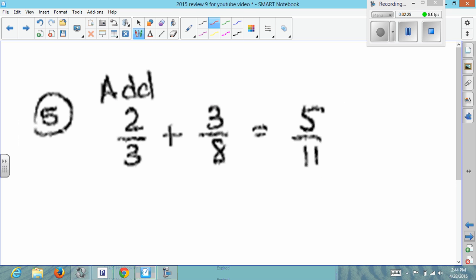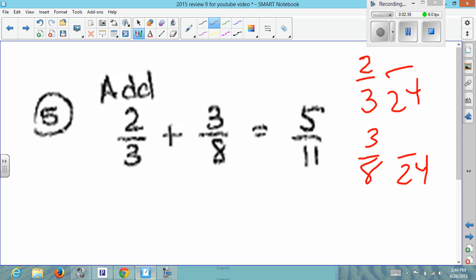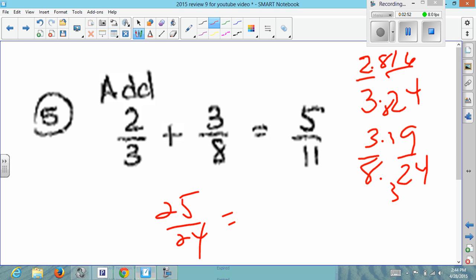Next one, we're adding. Remember, when we add fractions, we have to have a common denominator. So I'm going to have 2/3 plus 3/8, and that's going to be 20/4. So times 3 times 3, so it's 9/24, times 8 times 8, so it's 16/24. So I get 25/24, which I need to change into a mixed number.